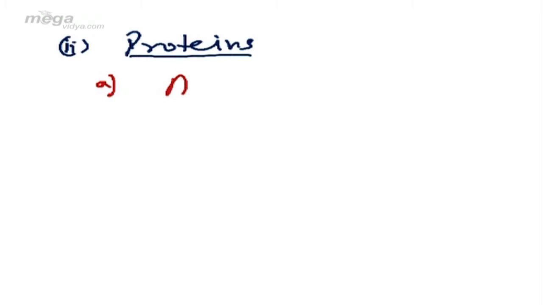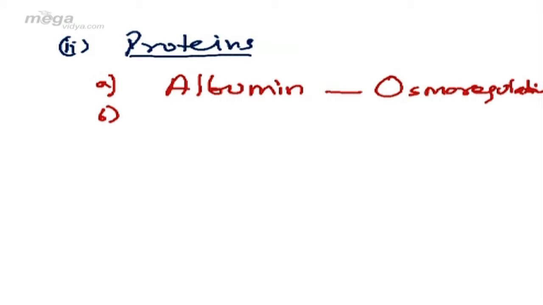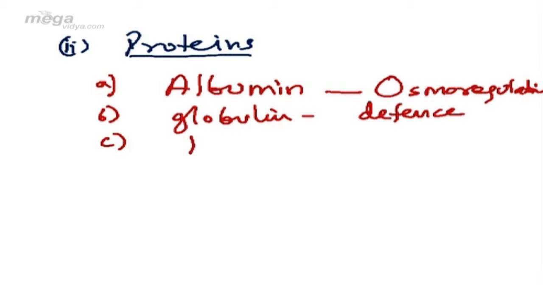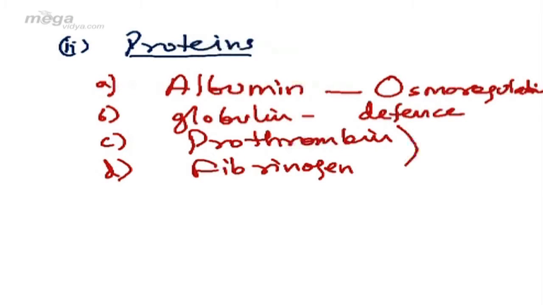The second organic substance in the blood is plasma proteins. If we see the type of plasma proteins, we have albumin, whose function is osmoregulation, and globulin, which helps in defense of the body by forming proteins which are called immunoglobulins. Third is prothrombin, and fourth is fibrinogen. Both these proteins help in blood clotting.